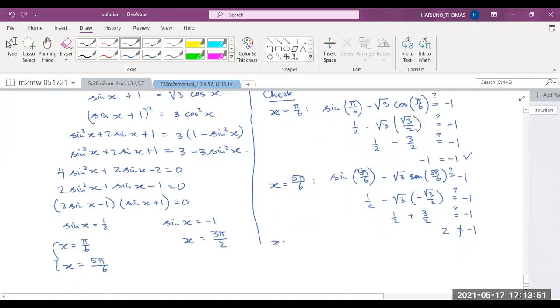How about 3 pi over 2? Sine 3 pi over 2 minus radical 3. Let me move it down.